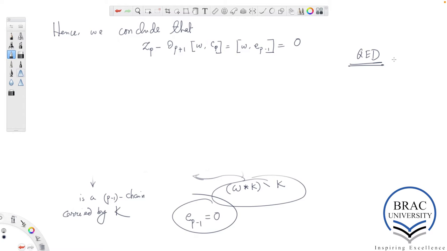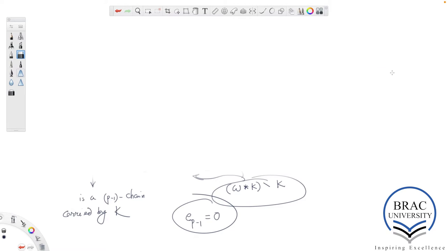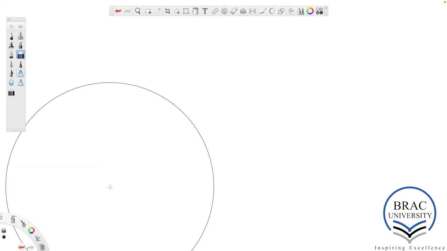Good, now the main theorem of today's lecture. So theorem 4, let me state it first and then I'll prove it. Theorem 4.